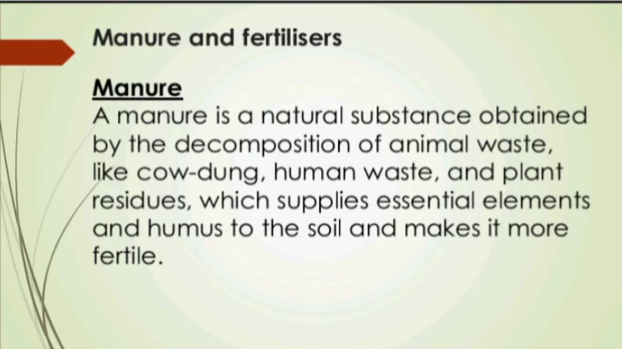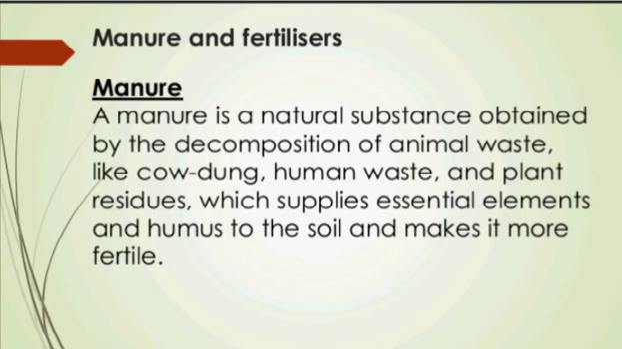Now we will discuss about adding manure and fertilizers to the soil. We know crop plants need a number of mineral elements for their growth which they get from the soil. Now continuous growing of crops makes the soil poorer in certain nutrients. Therefore farmers have to add some substances to the fields to replenish the soil with nutrients which are known as manure and fertilizers. Now what is manure?